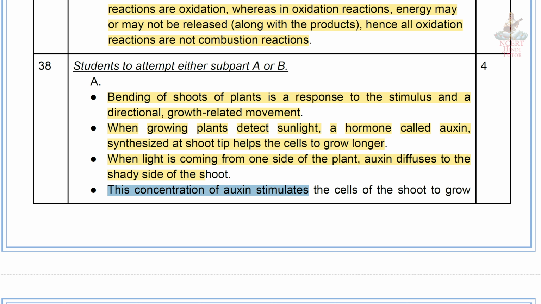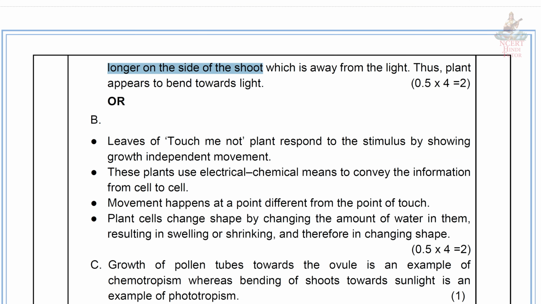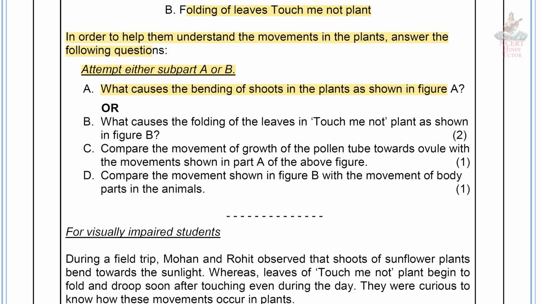This concentration of auxin stimulates the cells of the shoot to grow longer on the side of the shoot which is away from the light. Thus, the plant appears to bend towards light. B. What causes the folding of the leaves in touch me not plant as shown in figure B?